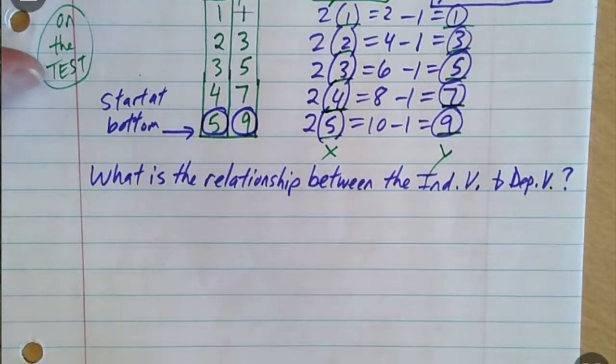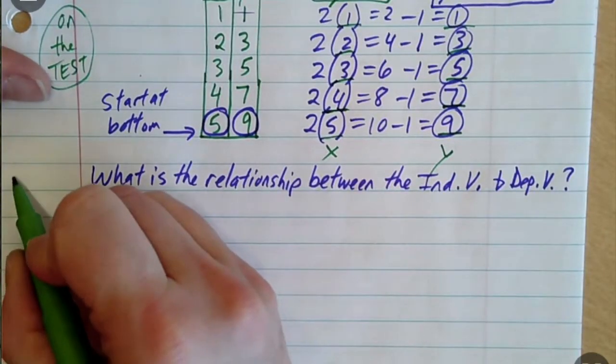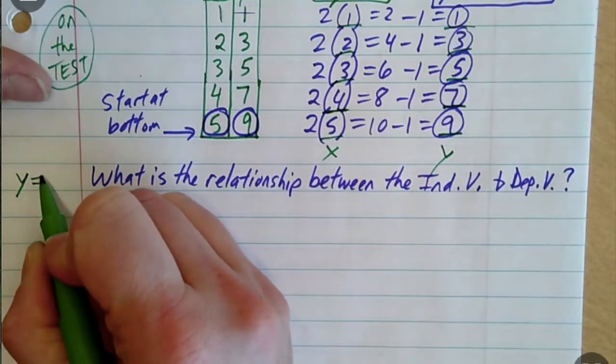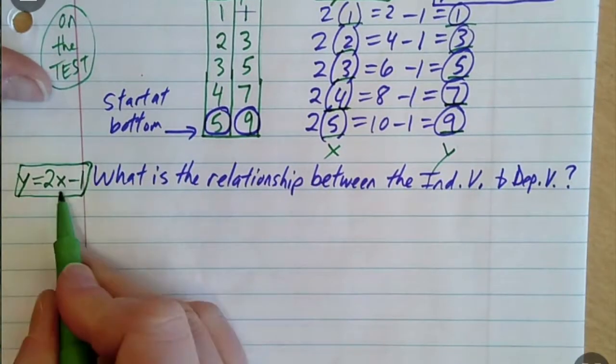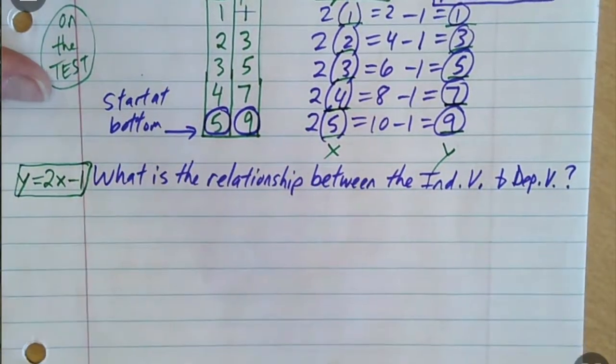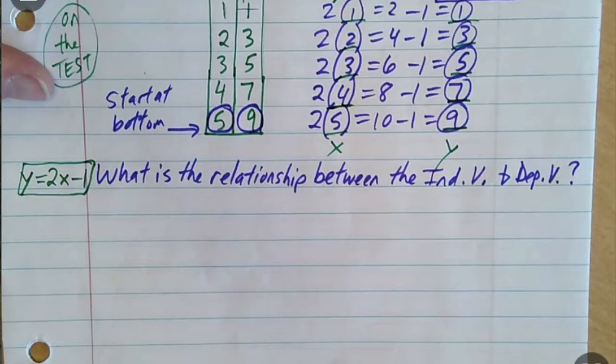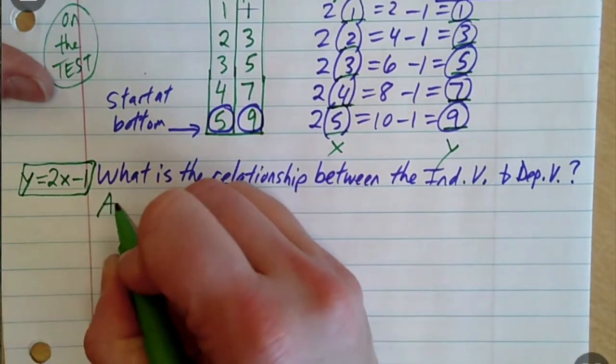What is the relationship? And what type of answer would I expect you to write here? Well, look at our equation. Our equation was y equals 2 times x minus 1. That's the equation we were using. You have to use the equation to answer the relationship between independent and dependent. You have to know which one's independent and which one's dependent. So what type of answer would I be looking for?